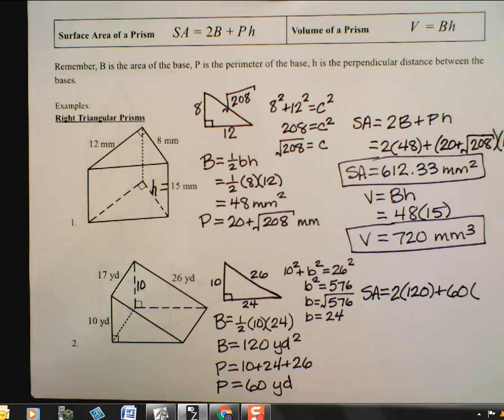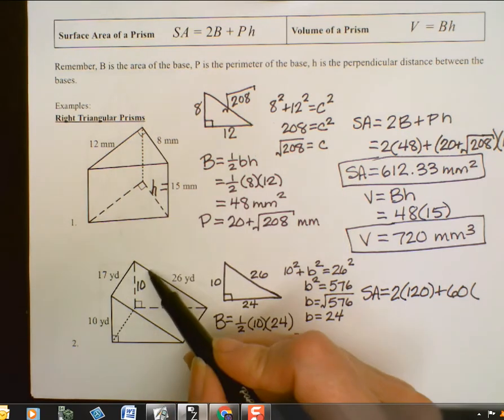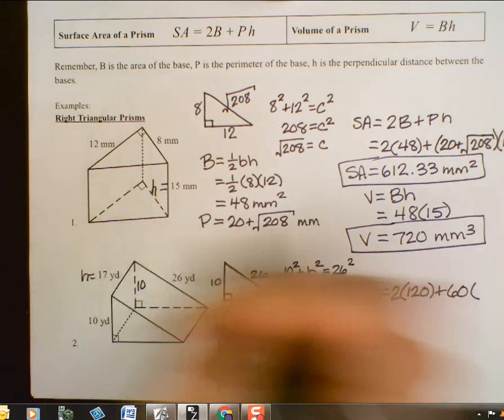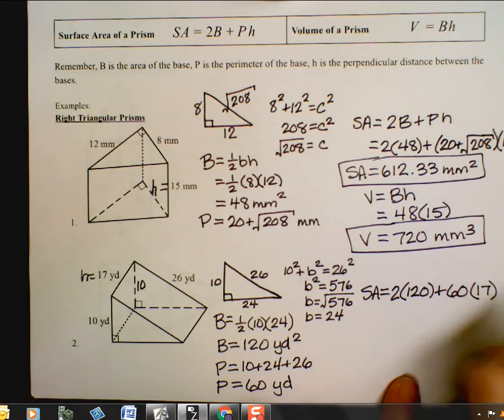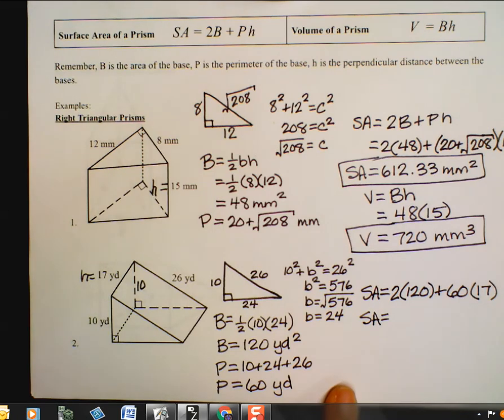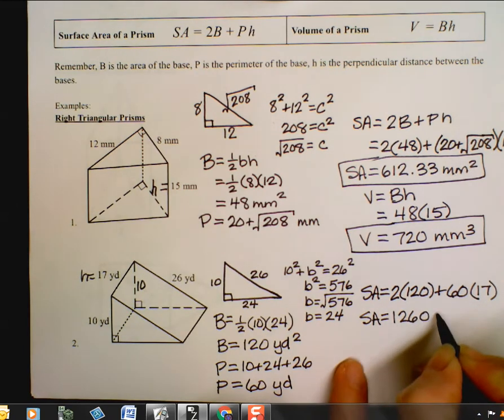And I haven't yet identified what the height of the solid is, but I know that it's the distance between the two bases. So the distance between this triangle and this triangle would be the 17 yards. So H is 17. Let the calculator do some magic for me. 2 times 120 plus 60 times 17. 1,260 yards squared.